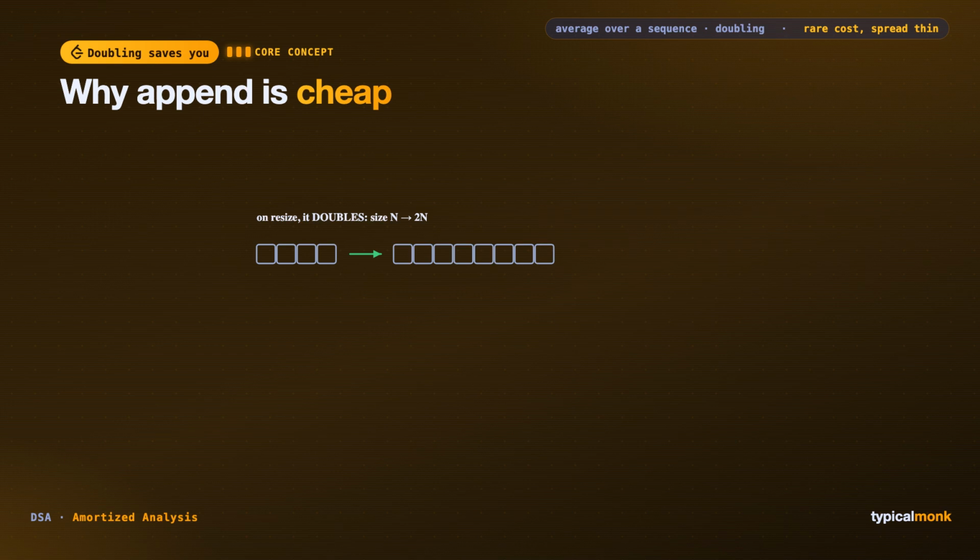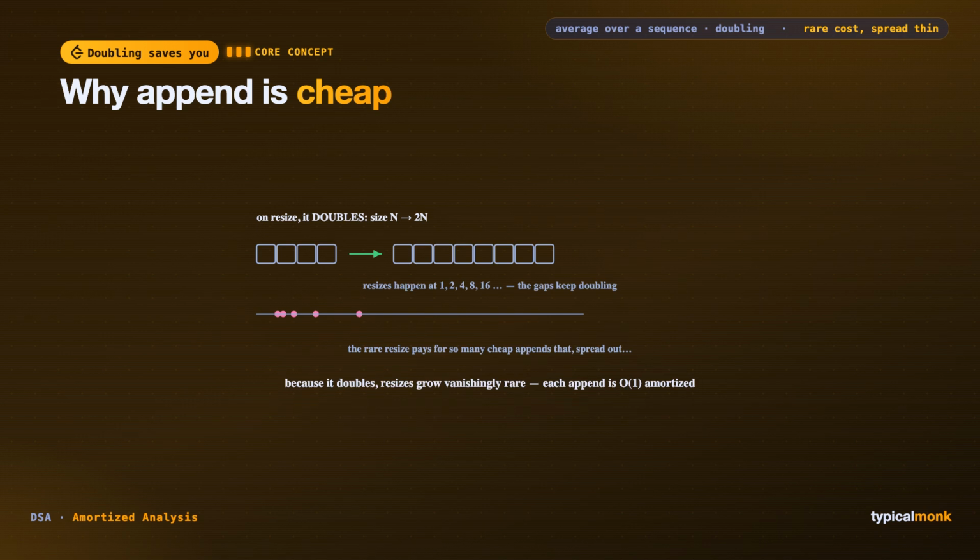When the array resizes, it does not just add room for one more item. It doubles. An array of size n grows to size 2n. It suddenly has as much free space as it had total elements, all at once. And this doubling is what saves us, because it makes the expensive resizes rarer and rarer. You resize at size 1, 2, 4, 8, 16, and so on. The gaps between resizes keep doubling. So as your array grows large, resizes become vanishingly infrequent.